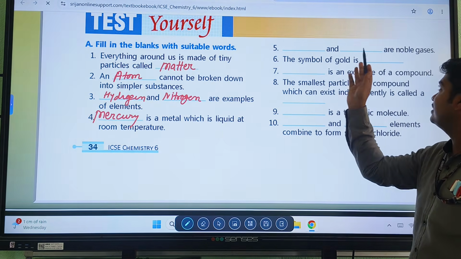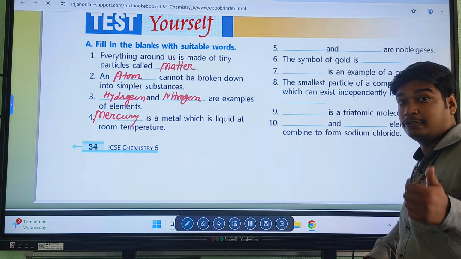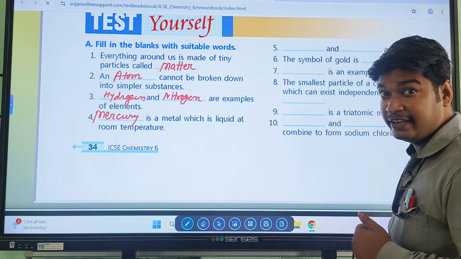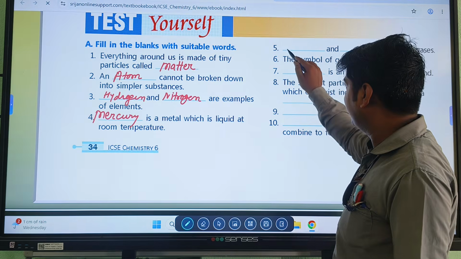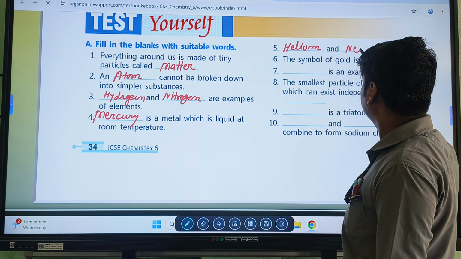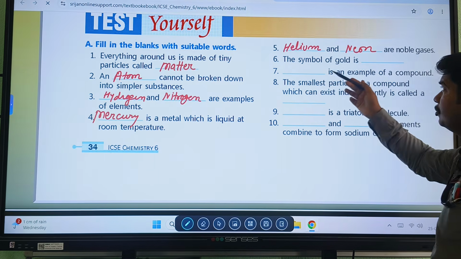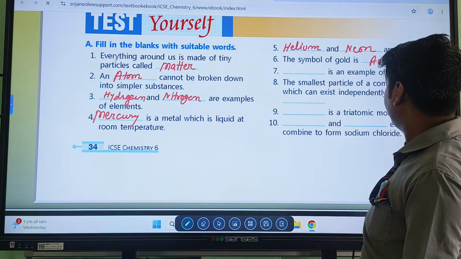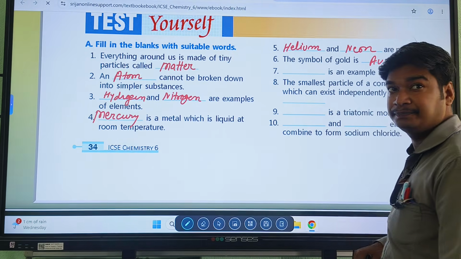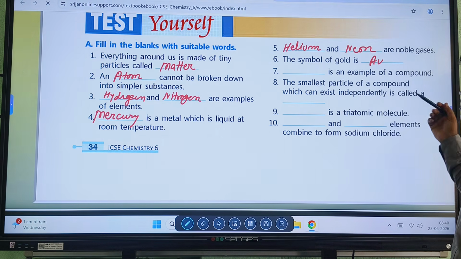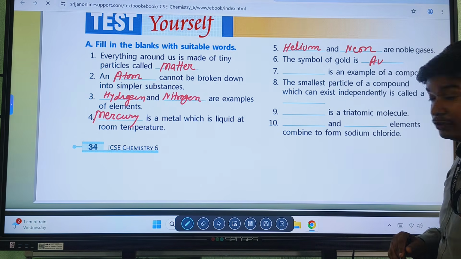Now come to question number 5. Here it is written dash and dash are the noble gases. We know that total 6 noble gases are there: helium, neon, argon, krypton, xenon, and radon. So here we can write helium, neon. Okay, are the noble gases. The symbol of gold is Au. Okay.